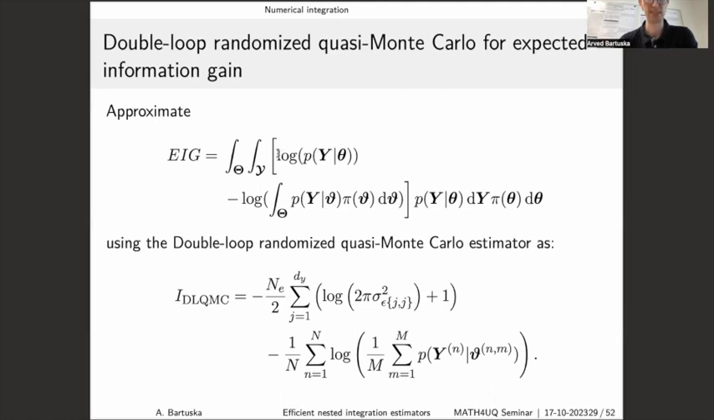As I said, this first term is actually given in closed form. And this is because here we have the same theta as we have out here. So this is a Gaussian integral, we can solve it. So this is actually exact. But this one is the nested integral that we've seen, where we have the outer Monte Carlo or randomized quasi-Monte Carlo, the logarithm, and then the inner one.